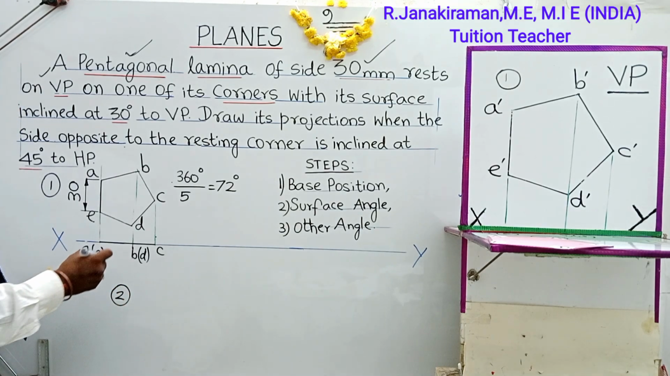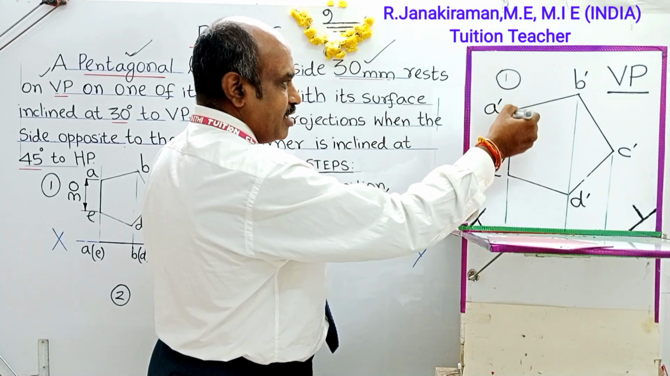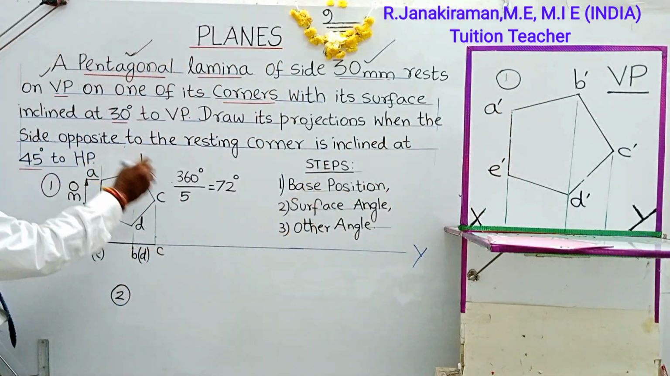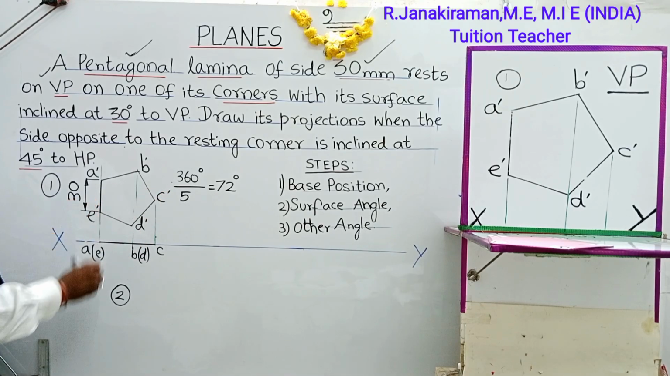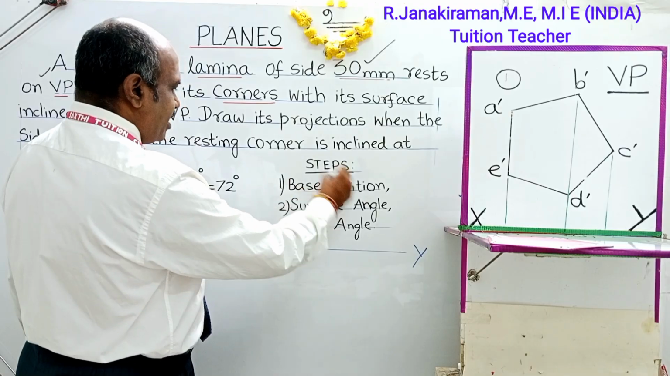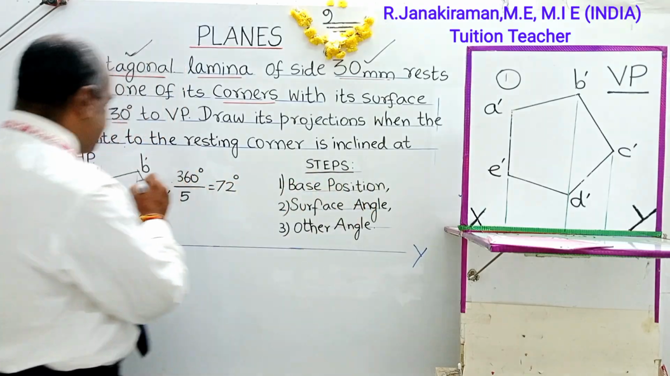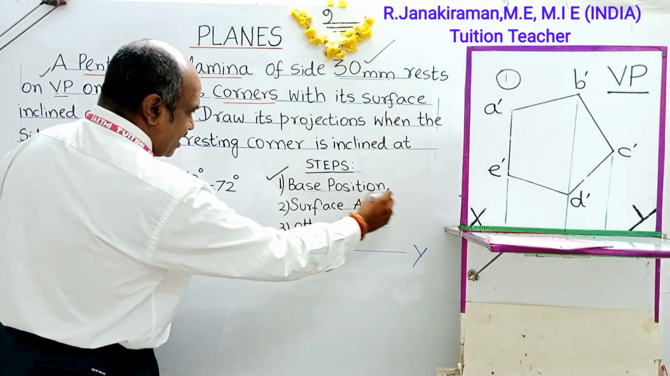Understand? So usually letters with a dash will come in the front view notations. Okay, you have to put A dash. This is the front view. A dash, B dash, C dash, D dash, E dash. Okay. Next, the sequence is like this. First, we are completing the base portion front view and the top view. Next, we go for the surface inclination angle.